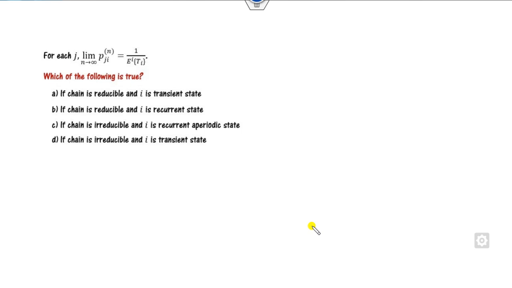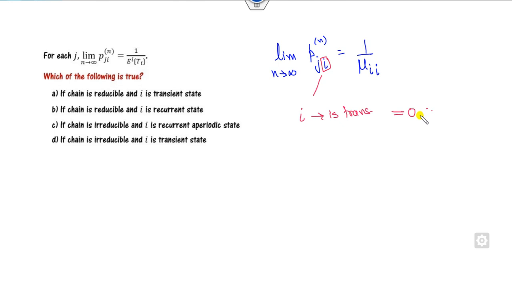Okay, look at that. Limiting value of P_ji(n). This is the expected value I denoted as of here. So clearly say that if, look at this index. If I is my transient, what is the value of this? This value must be 0. Or what is the meaning of that? If this value must be 0, it means mu ii must be my infinite. Fine. But here you can see if I is transient, it is reducible.